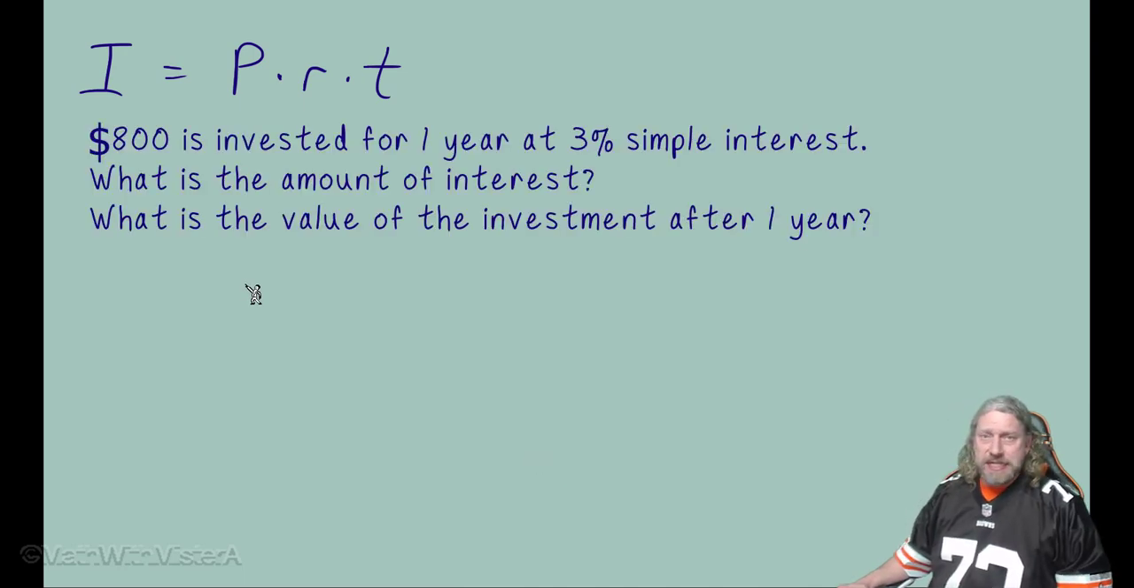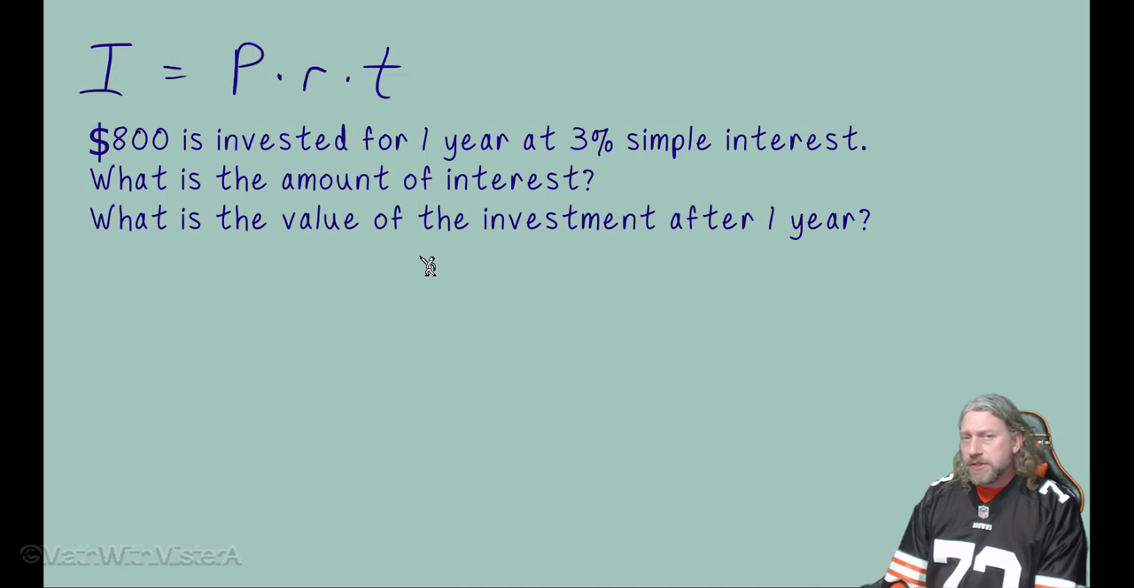So for our first example, let's say $800 is invested for 1 year at 3% simple interest. What is the amount of the interest, and then what is the value of the investment after 1 year? We'll start off by using this formula, and we'll substitute in our values for P and R and T. P is the principal, the initial amount of the investment, or loan. In this case, it's an investment. So P will equal $800.